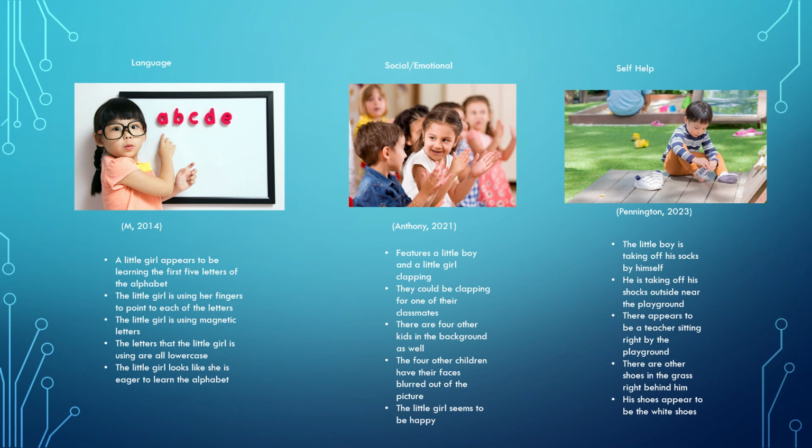The last picture represents self-help, and it is a picture of a little boy taking off his socks by himself. He's taking off his socks outside near the playground. There appears to be a teacher sitting right by the playground. There are other shoes in the grass right behind him. His shoes appear to be the white shoes.